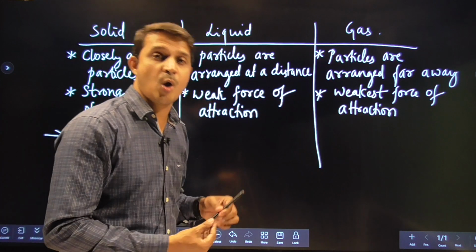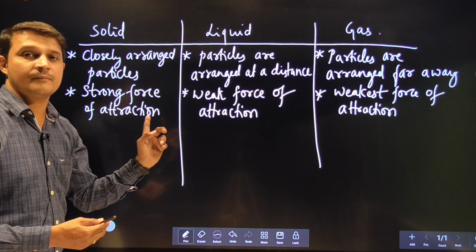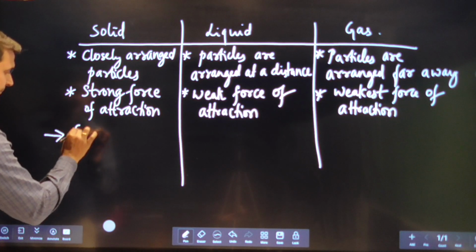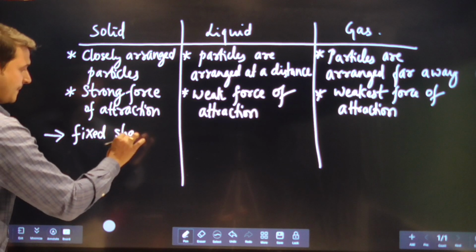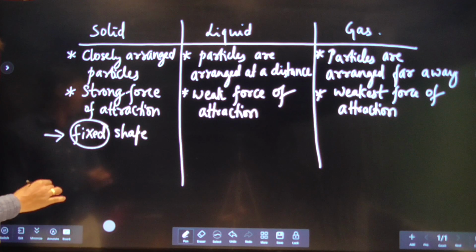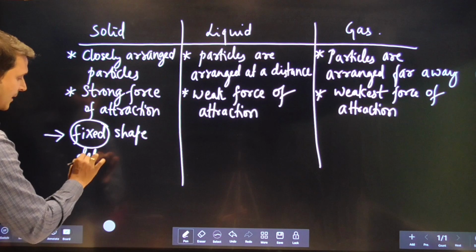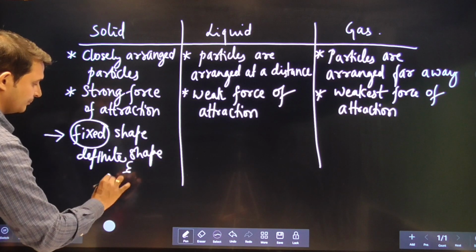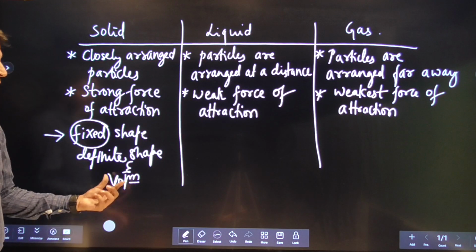What gives a fixed shape and volume? The arrangement of particles due to the strong force of attraction. So therefore they have a fixed shape, or rather a definite shape. It is having definite shape and volume. So the shape will be definite and the volume is also definite.